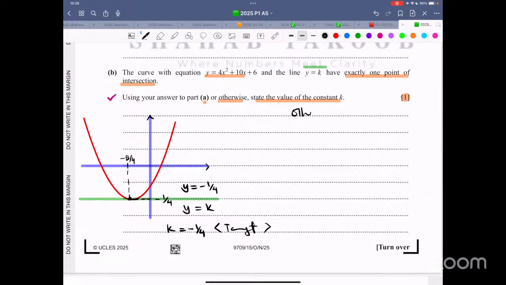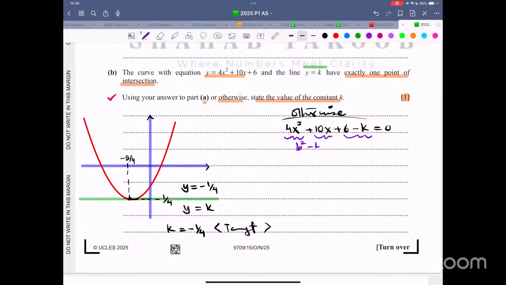What if someone wants to do otherwise? I won't do the whole thing, just give you the hint. 4x squared plus 10x plus 6 minus k equals to 0. Make a single equation. And then this is like A, this is like B, this is like C.